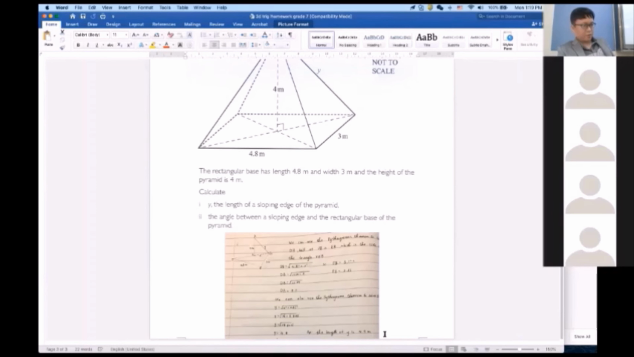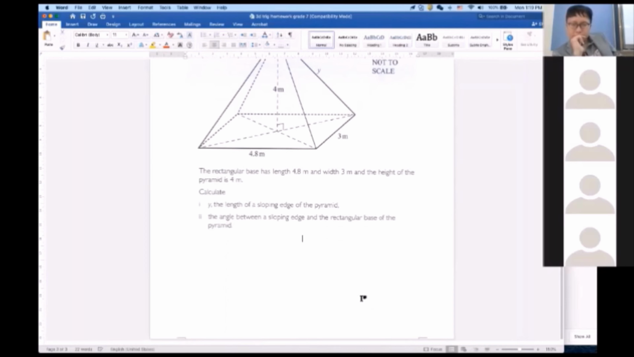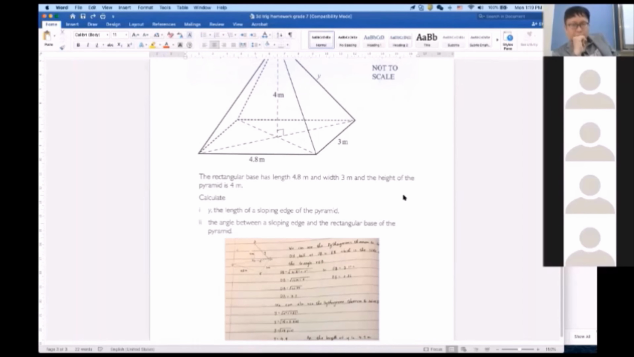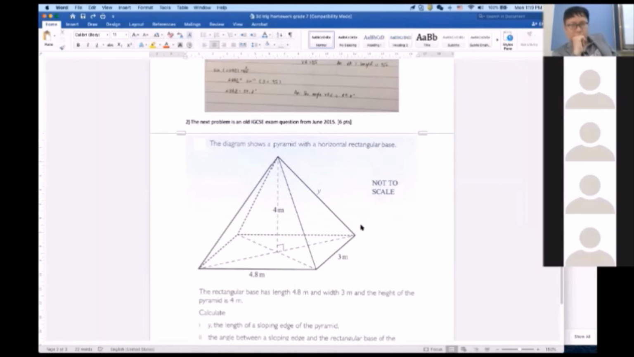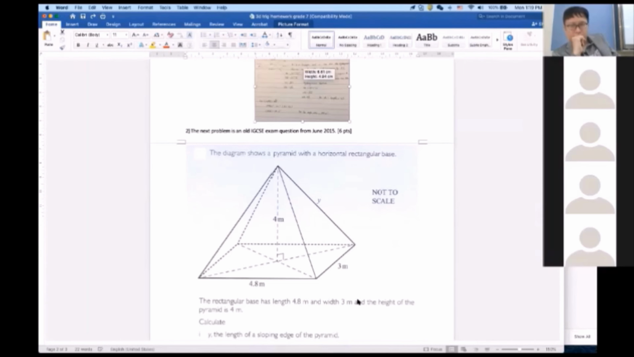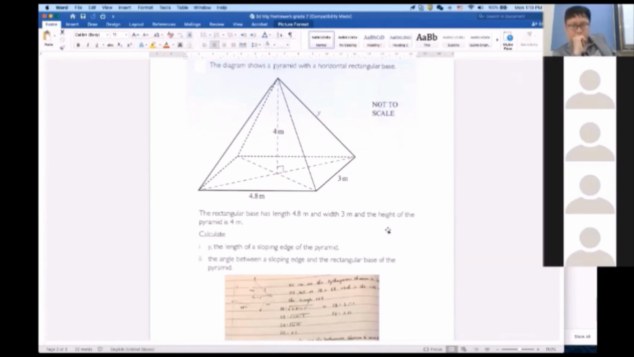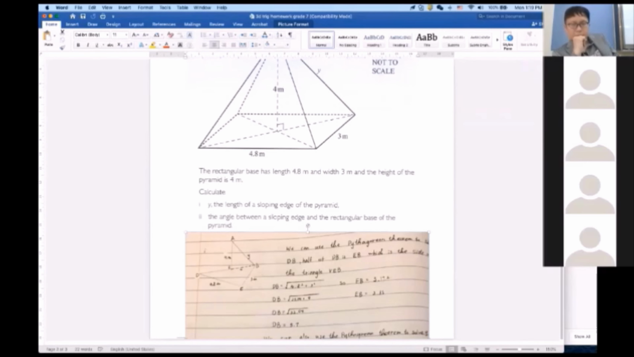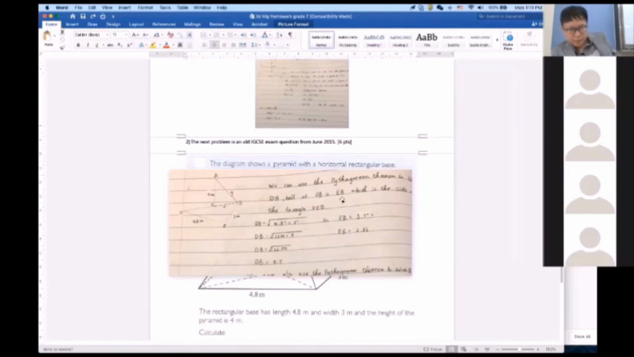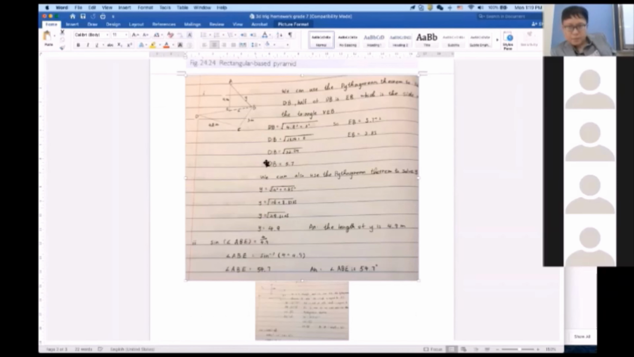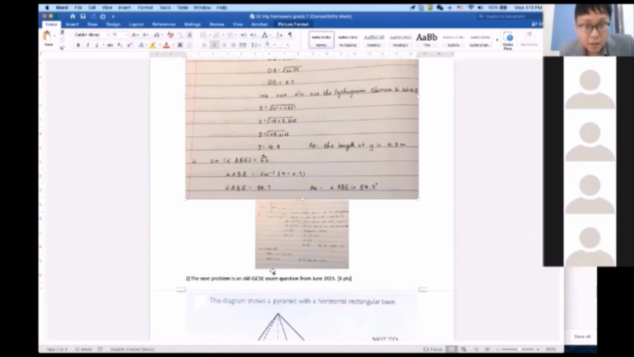Let's see which side you use with the Pythagorean theorem. Which side will you do? You need to get y first. Show us your work. Yeah. Okay. Let's see what you got.